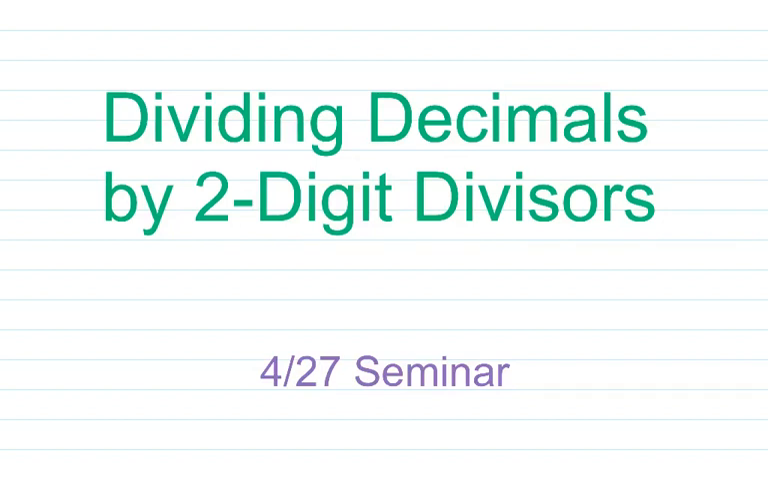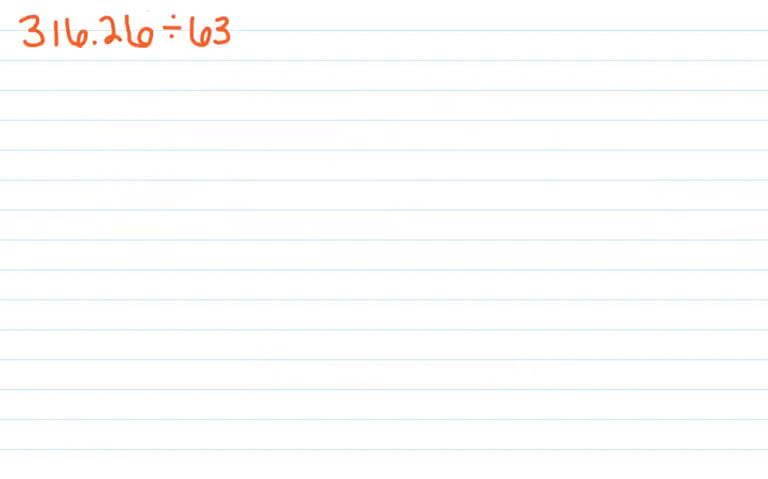Hey, Otters, we are going to finish up our lessons on multiplying and dividing decimals with this lesson on dividing decimals by two-digit divisors. So let's get started. Here's our first problem. We have 316 and 26 hundredths divided by 63.